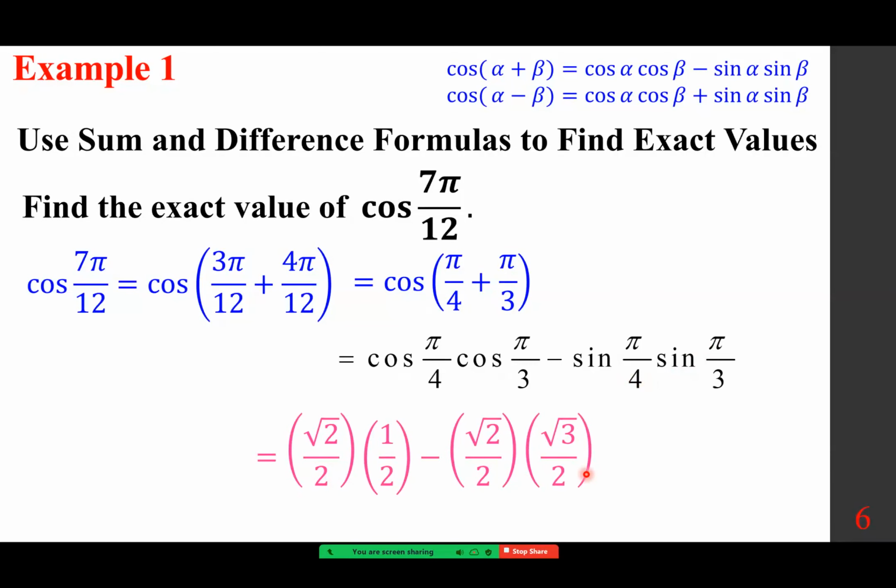So notice each one has the same denominator 4. This is square root of 2. This is square root of 6. So square root of 2 minus square root of 6 over 4 is the precise answer, everybody.